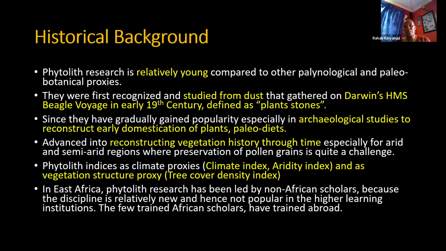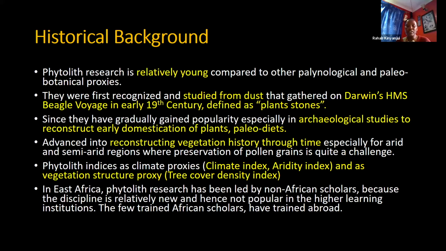For instance, the climate index is where you look at the proportion of Pooid grasses in relation to the C4 grasses, the panicoid and chloridoid. Then the aridity index is the proportion of chloridoid grasses versus panicoid grasses. When you have more chloridoid grasses in your assemblage, it is a more arid situation, as opposed to when you have more panicoid grasses.